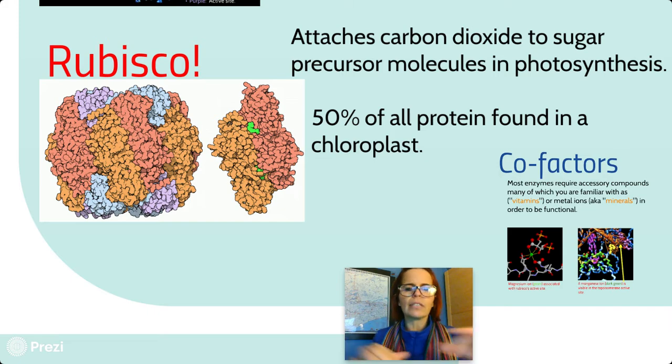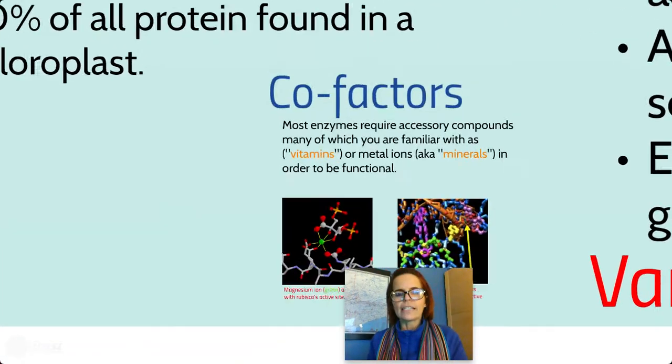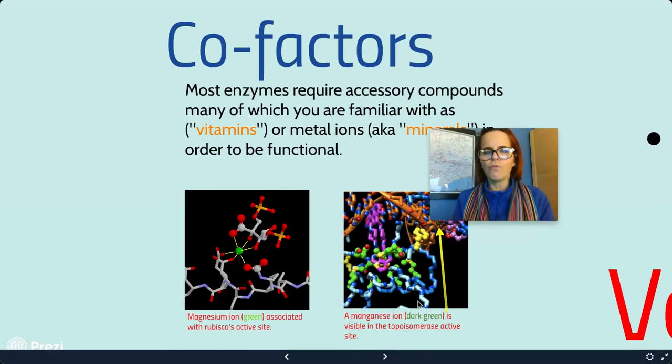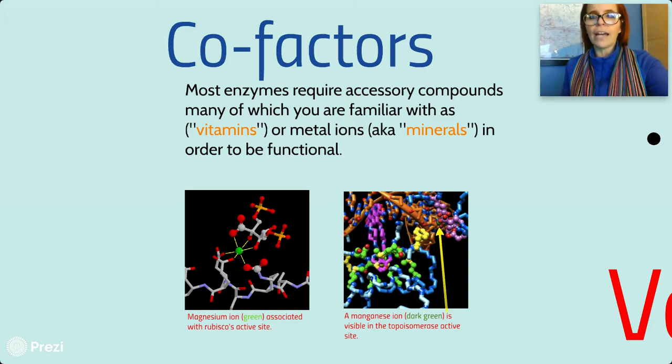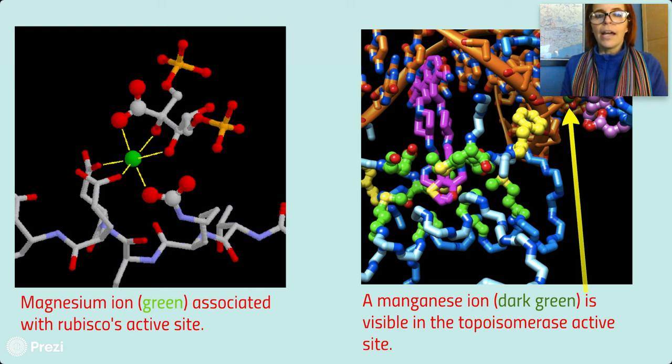Rubisco is absolutely key to all that. All right, so then we're going to talk about cofactors. Most enzymes require necessary compounds that you guys have all heard of, but you never knew what they were for: vitamins and minerals. And this is why it's important to make sure that we have well-balanced diets. If we're missing out on vitamins and minerals, then our enzymes sometimes aren't as efficient or can't do some of our reactions.